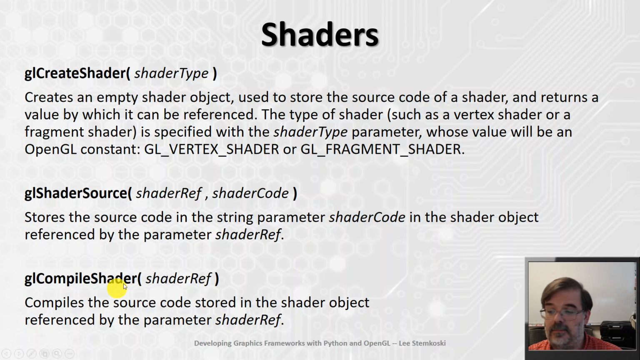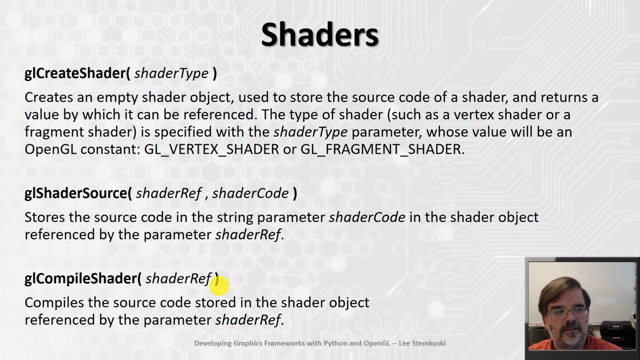Finally, once the code is uploaded, we'll use the function glCompileShader. And again, it takes as a parameter the reference, which is previously generated with glCreateShader. And what that does is it compiles the source code in the shader object referenced by that parameter. So it assumes you've already run the previous function to load the shader code, and then it compiles it for you. One question you might have is, well, what if there happens to be an error in your shader code?